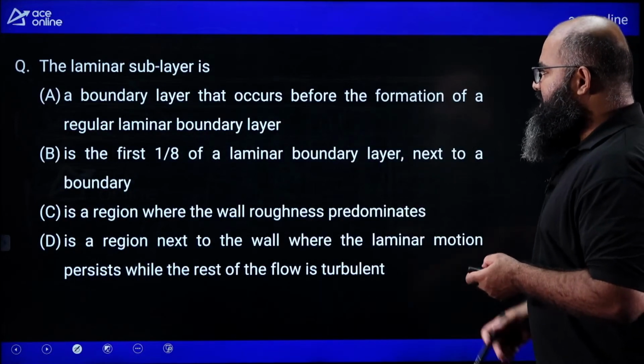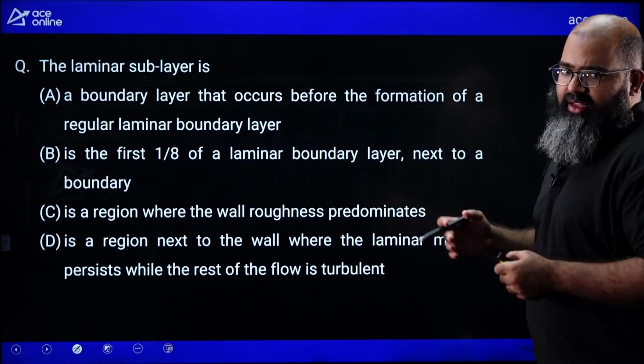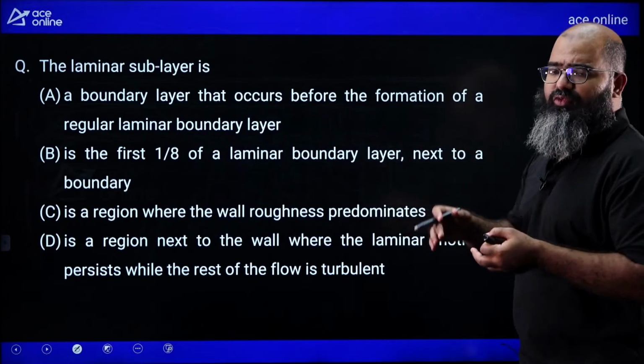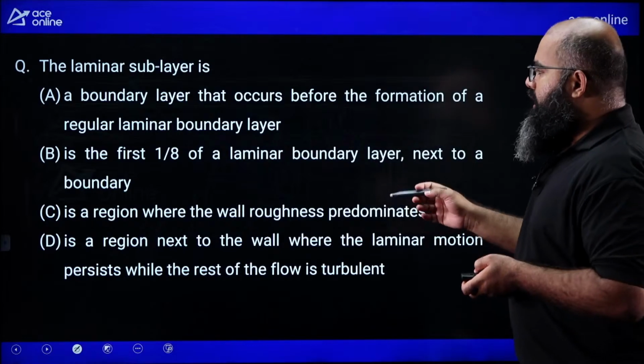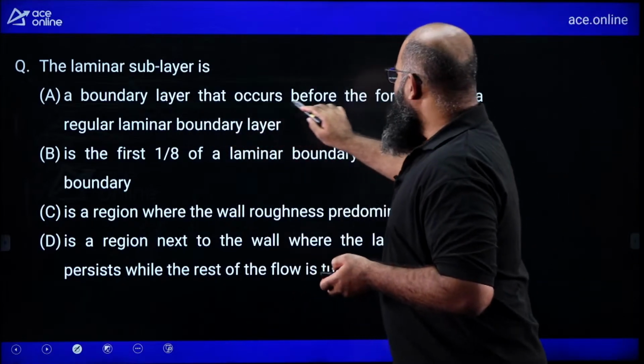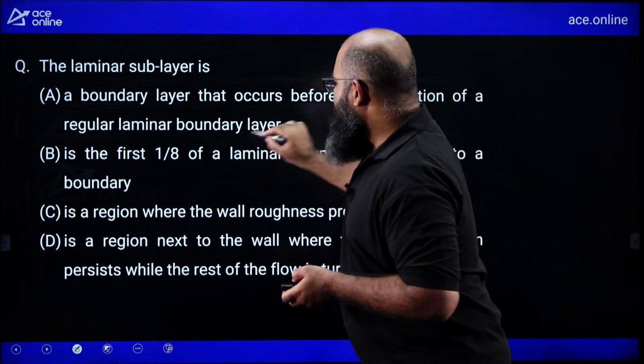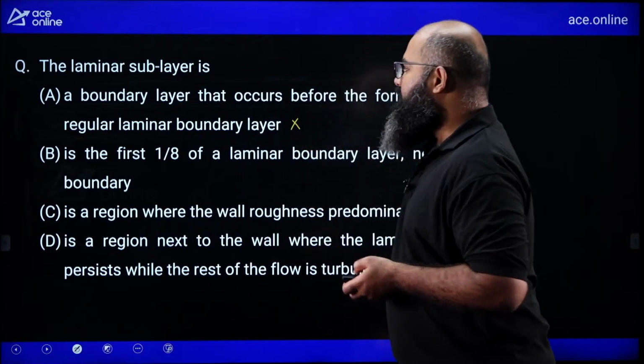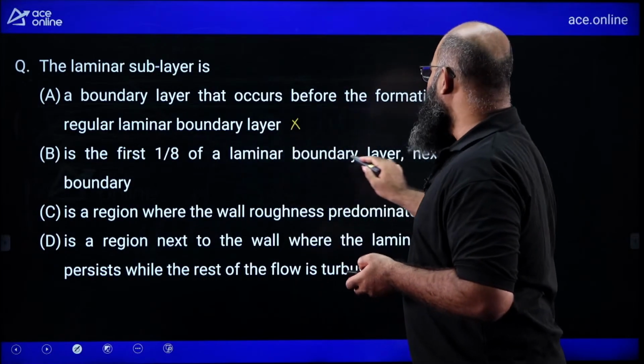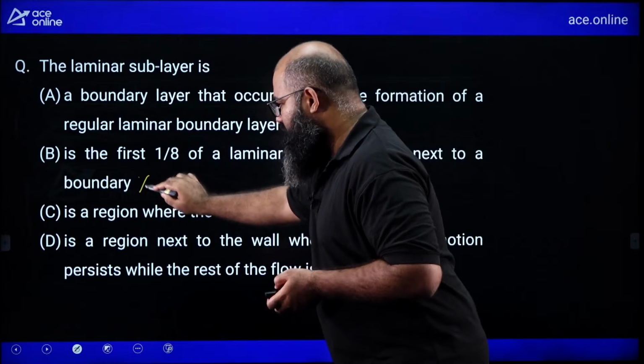Moving further, the next question over here is laminar sublayer. This laminar sublayer is something which is formed in turbulent flow. Now, it's a boundary layer that occurs before the formation of a regular laminar boundary layer. This is wrong. It is the first 1/8 of laminar boundary layer. Again, this is something new, it's wrong.